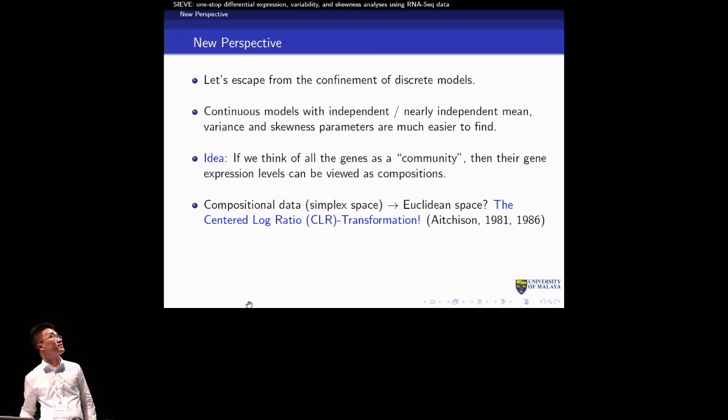So in this study, we escaped from the confinement of the NB model, and we treat all genes as a community within our sample and view them as compositions. And then we apply the centered log ratio transformation. We transform the compositional count data into Euclidean space. And then we can model the transformed data by using a continuous model.